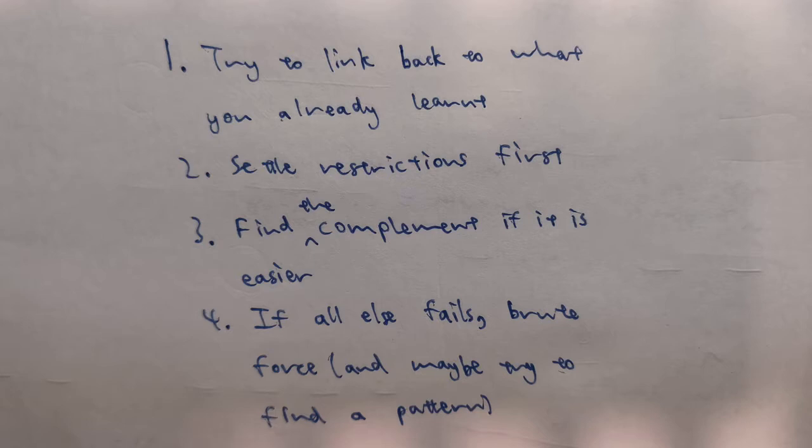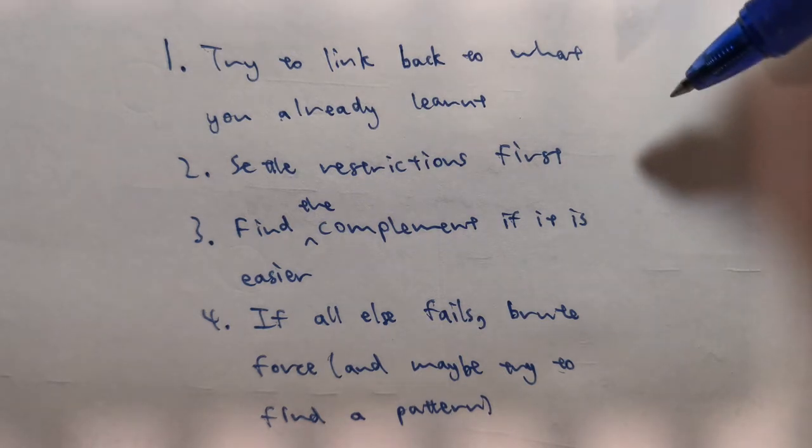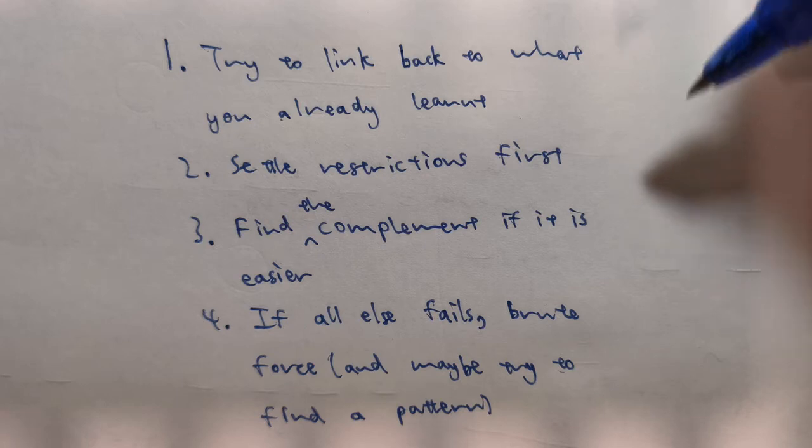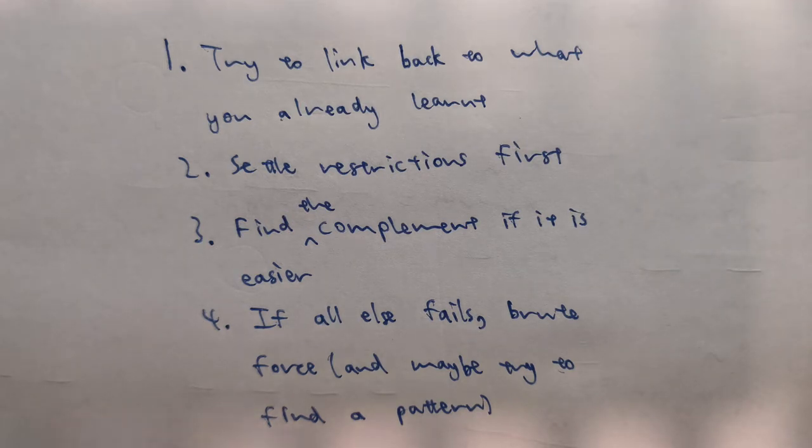So before I go through some tutorial questions, here are 4 rules that are good to follow when you're solving P&C questions. First rule is try to link back to what you already learned. Sometimes when you come across a question, the format is what you learned before. You just have to identify what the objects are and what the slots are that you are slotting the objects into. Number 2 is settle restrictions first. After you settle the restrictions, maybe you find that you have reduced the question to something you're familiar with already. Then you can just apply the formula and you're done.